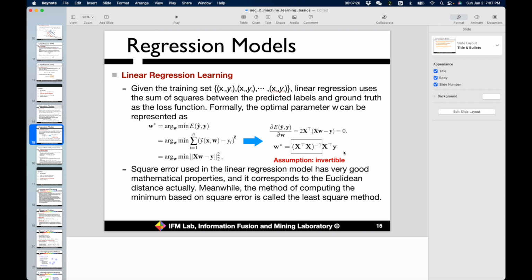Of course, here we have an assumption. To make this solution hold, we need to ensure the inverse of this term can exist, right? In other words, we need to assume this X transpose X is invertible. And the loss function we're defining here is actually called the square error. And this error used in the linear regression model has very good properties in math. And it corresponds to the Euclidean distance actually. Meanwhile, the method of computing the minimum based on the square error is called the least square method. You probably have heard about this before.